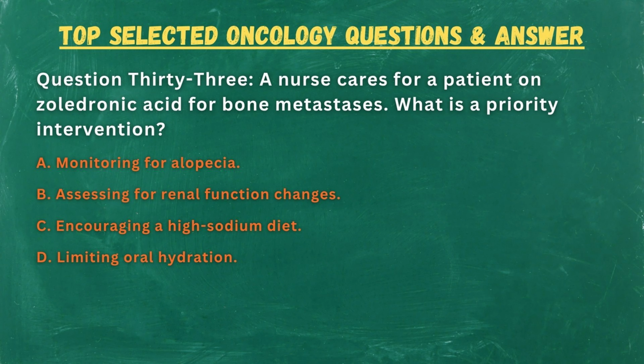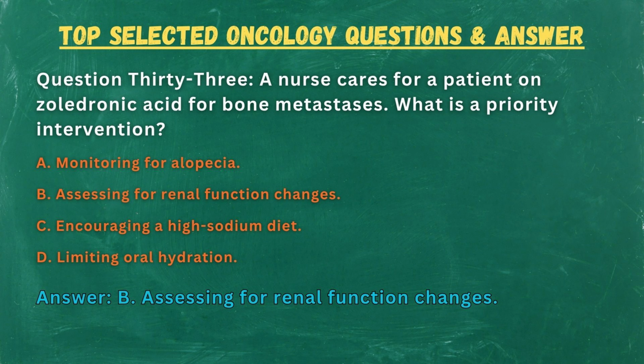Question 33. A nurse cares for a patient on zoledronic acid for bone metastases. What is a priority intervention? A. Monitoring for alopecia. B. Assessing for renal function changes. C. Encouraging a high-sodium diet. D. Limiting oral hydration. Answer: B. Assessing for renal function changes.